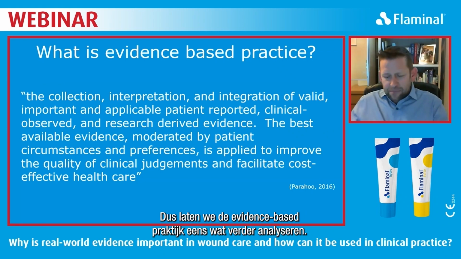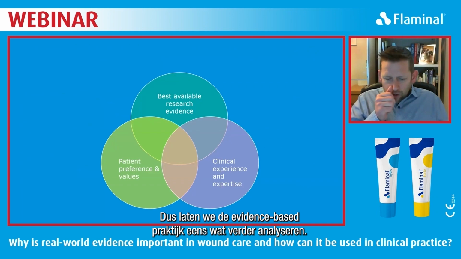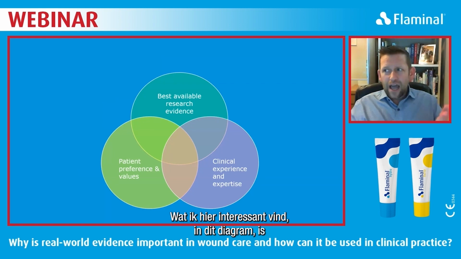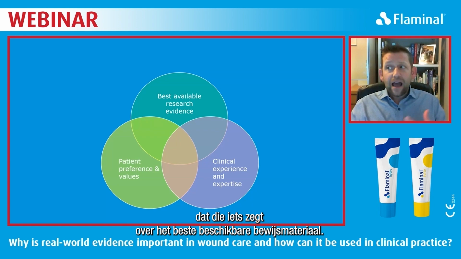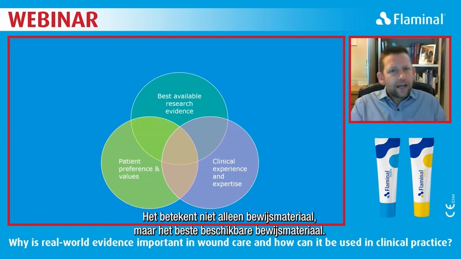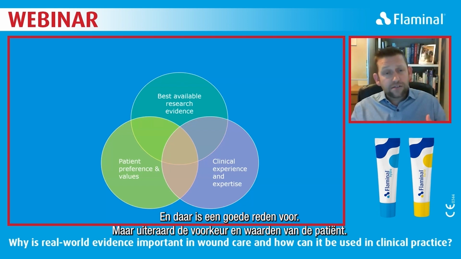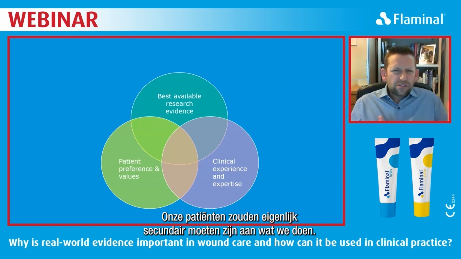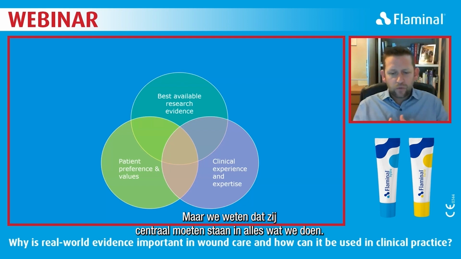So let's break evidence-based practice down a little bit more. Evidence-based practice is an amalgamation of research evidence. What I like here, in this diagram, is that it talks about the best available research evidence. And we'll unpick that a little bit later on in this talk. It doesn't just say research evidence, it talks about the best available, and there's a good reason for that. There's obviously patient preference and values. If we then take that into context, our patients would sort of be secondary to what we're doing, but we know that they have to be at the heart of everything that we do.